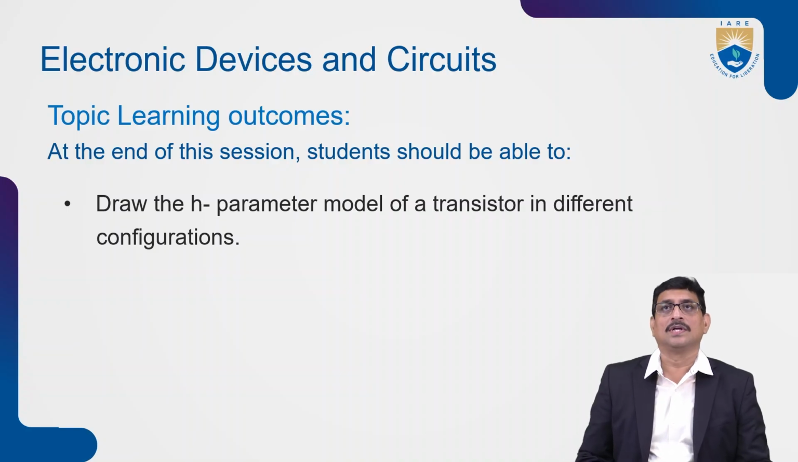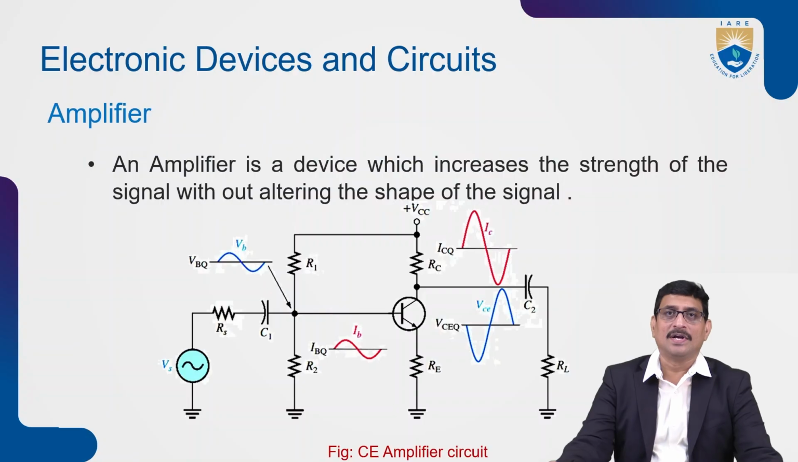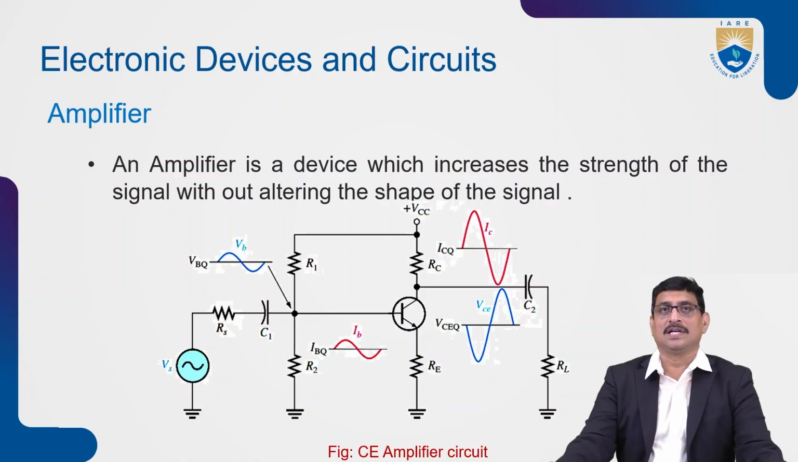Before going to those sessions, let us know the definition of an amplifier. An amplifier is a device which increases the strength of the AC signal without changing its shape, that is, without changing its frequency. It means an amplifier is a device which increases the strength of a weak signal in terms of amplitude, whether it may be a voltage or current, without changing its frequency in the output.